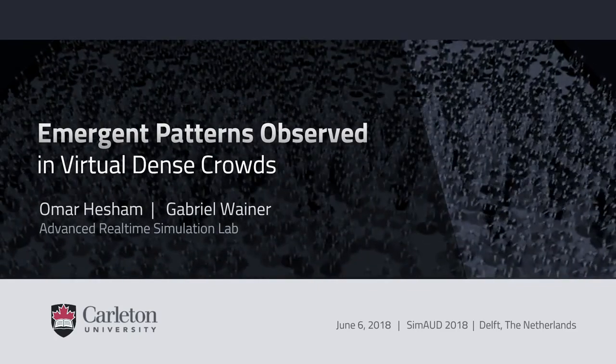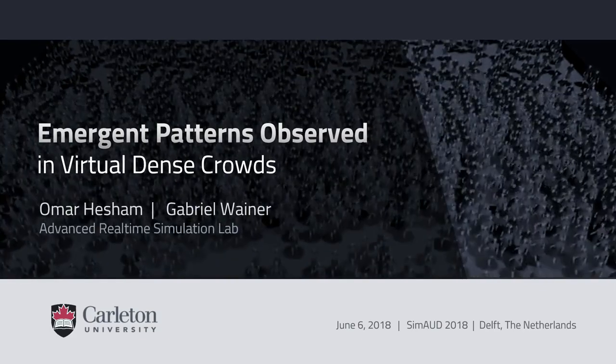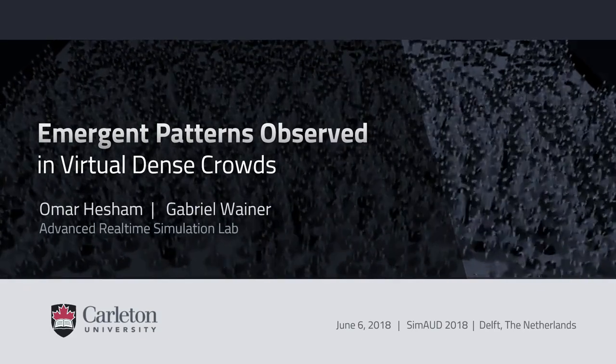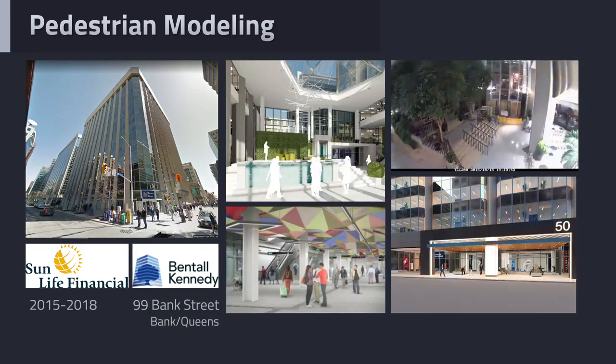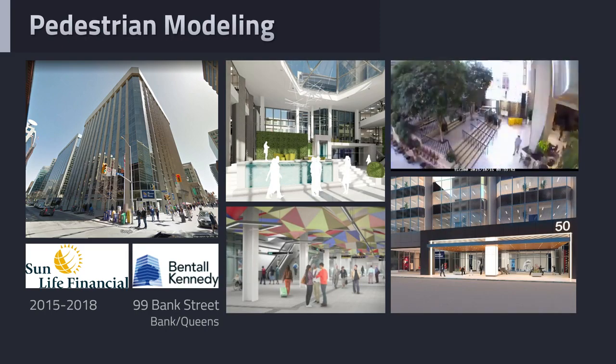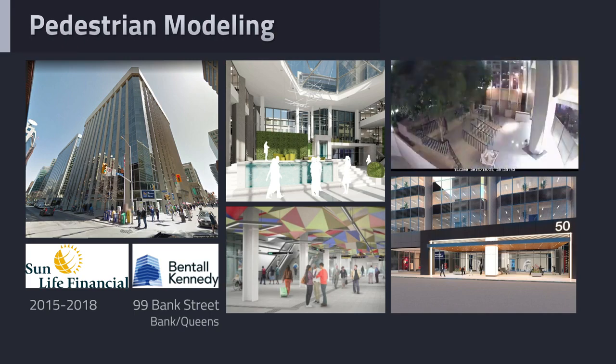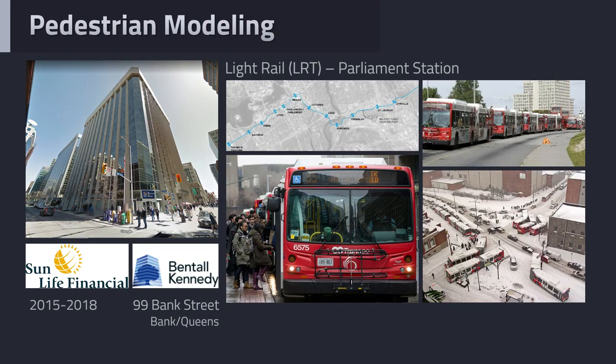We're going to be talking about collision avoidance patterns that we've observed in virtual dense crowds. One of the earlier projects that we did was for a building in downtown Ottawa that was going to have a light rail station built underneath it. And this was going to relieve pressure off of a lot of bus lines that were heading downtown.